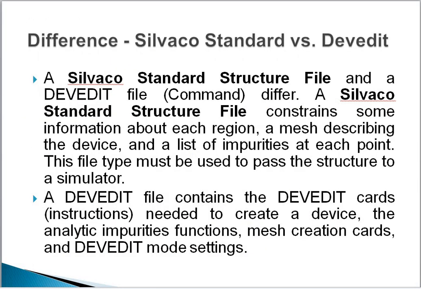Difference between Silvaco standard versus DevEdit. A Silvaco standard structure file and a DevEdit file differ. A Silvaco standard file contains some information about each region, a mesh describing the device, and a list of impurity at each point. In the Silvaco standard file, first we define the meshing, after that the region with the material, doping and electrode statement. You can also define the impurity at each point. This file type must be used to pass the structure to a simulator.